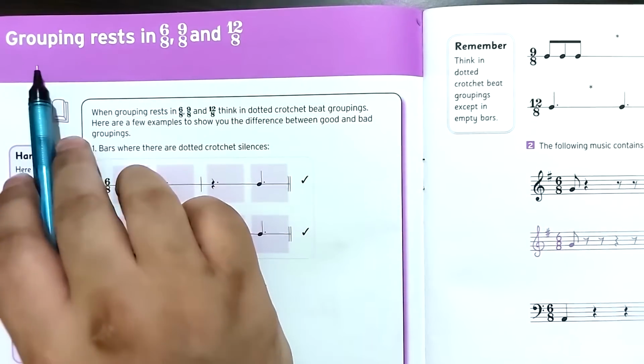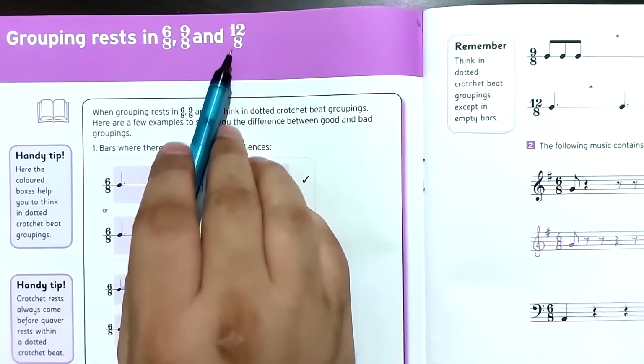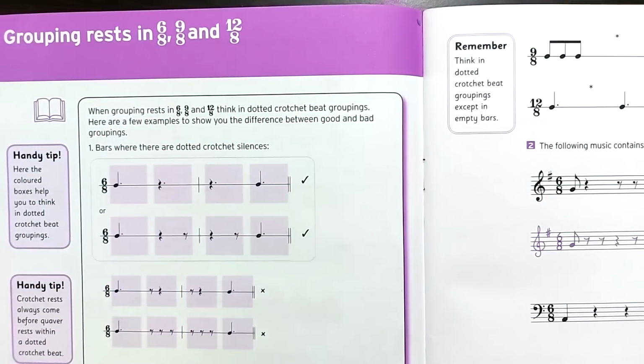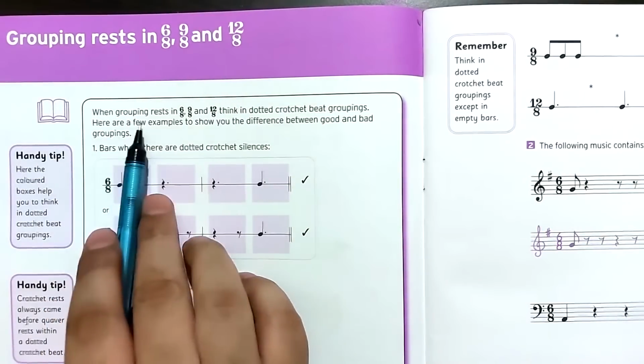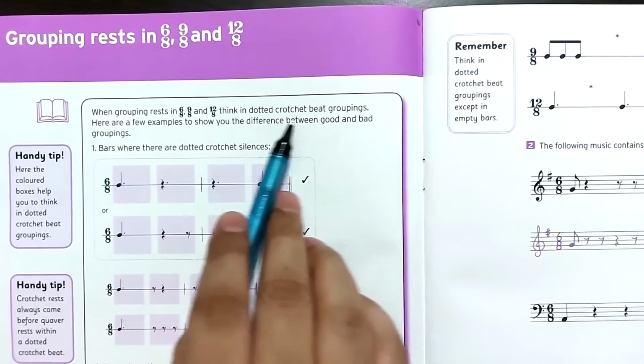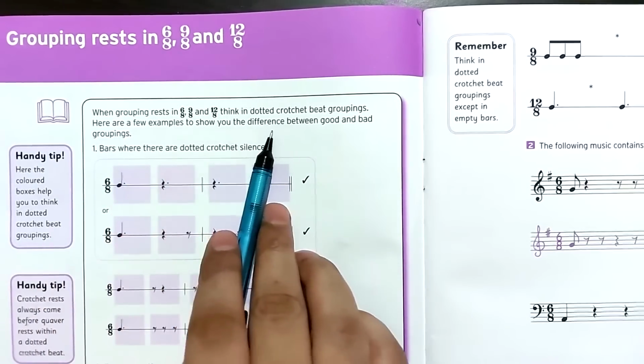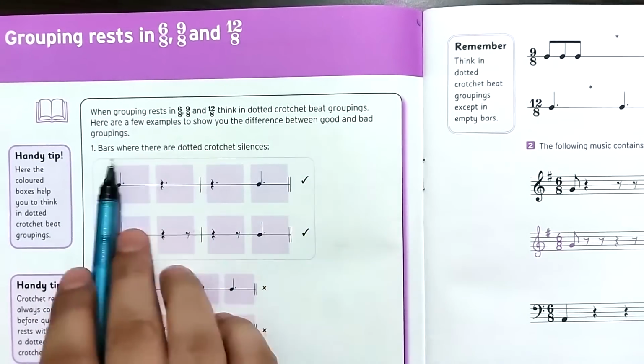So friends, our topic today is grouping rests in compound time signatures like 6/8, 9/8, 12/8. Let's read this. It says when grouping rests in 6/8, 9/8 and 12/8, think in dotted crotchet beat groupings. Here are a few examples to show you the difference between good and bad groupings.